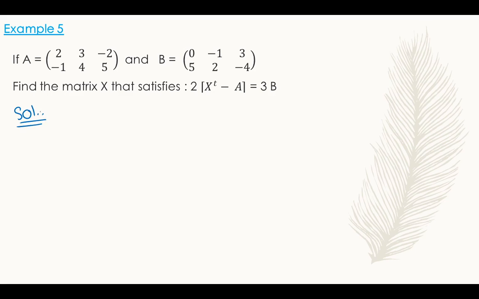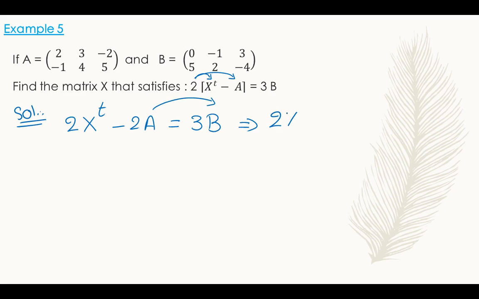First, we are going to distribute 2 over the 2 terms of the bracket. 2 times X transpose will be 2X transpose. 2 times negative A will be negative 2A, and this equals 3B. Negative 2A will go to the other side, so we have 2X transpose equals 3B plus 2A.